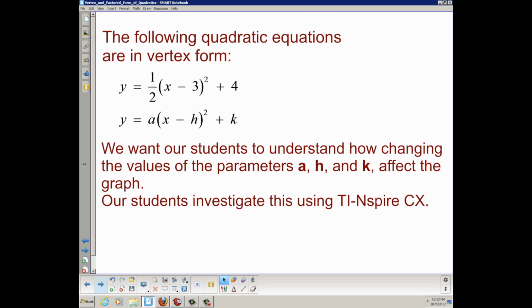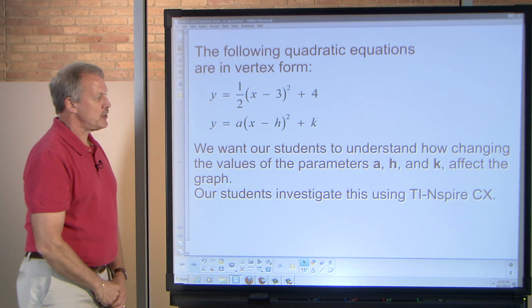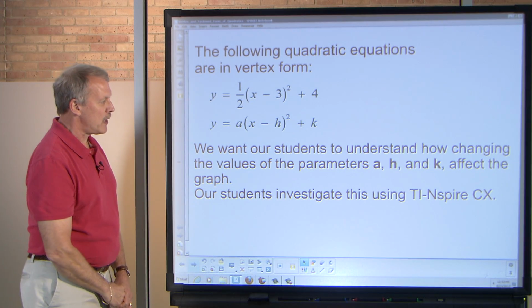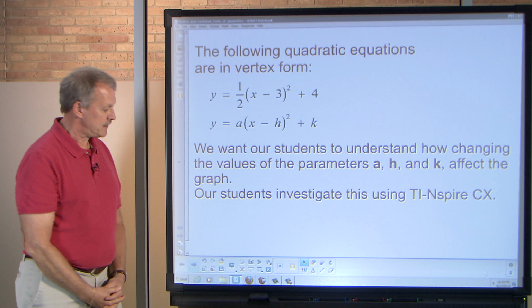The following are two quadratic equations in vertex form. The first one with numbers in it, the second one is the generic a, h, k or vertex form, as sometimes we call that. We want our students to understand how changing the values of the parameters for either a, h, or k affect the graph and see those patterns there. So our students are going to investigate this using the TI-Nspire CX handheld.